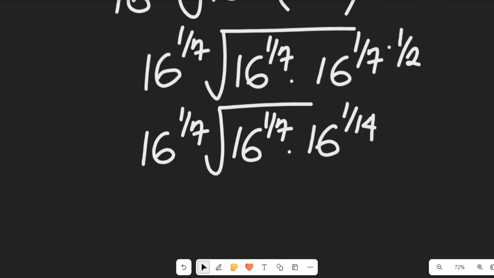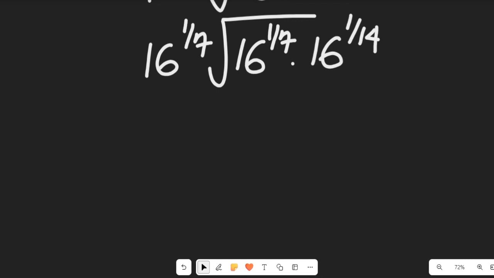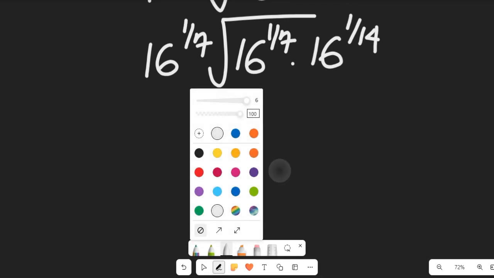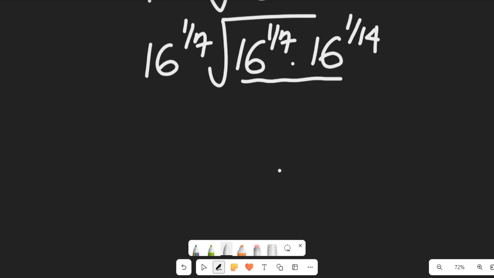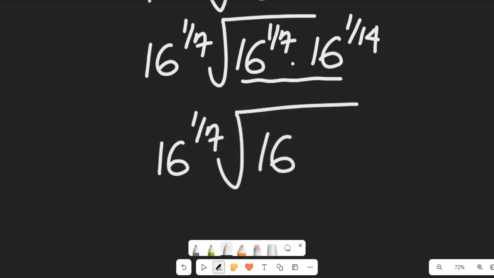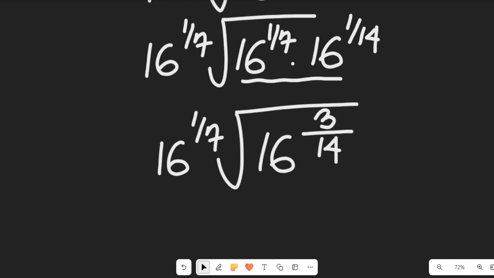So, according to the law of indices, these two expressions have the same base, right? The exponents will add. So this will give us 16 to the power of 1 divided by 7 with the square root of 16 to the power of, this plus this is going to give us the numerator as 14, right? 14 divided by 7 is 2, right? Then 14 divided by 14 is 1, so 2 plus 1 is going to give us 3, and that is exactly what that will give us.